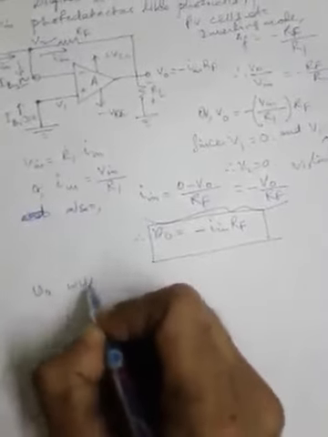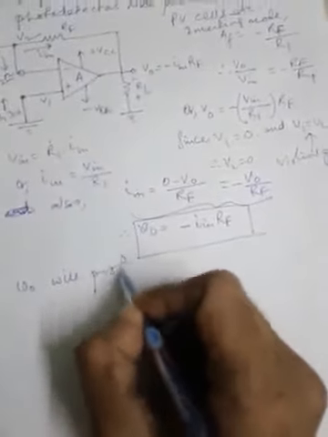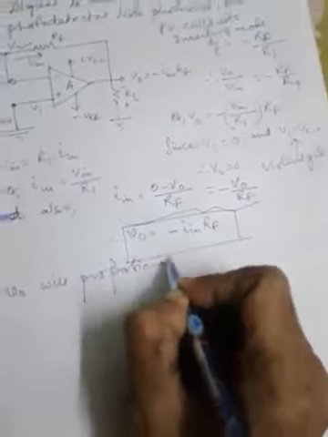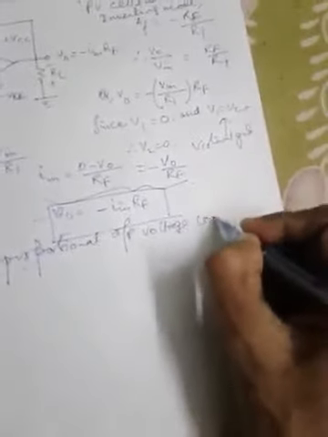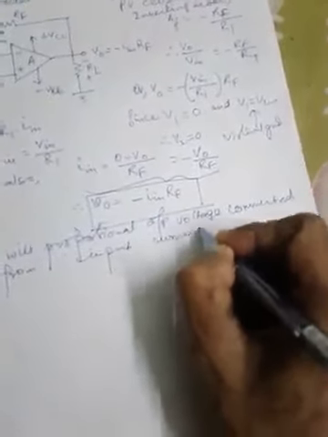So that means VO will be proportional output voltage converted from input current I in. Okay, so hence it is called current to voltage converter.